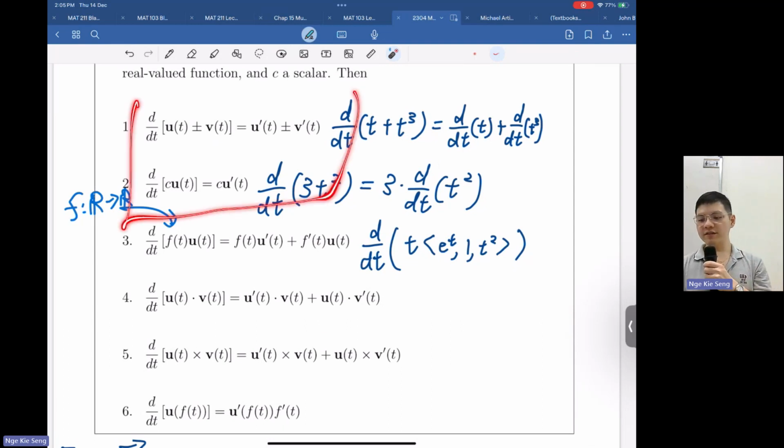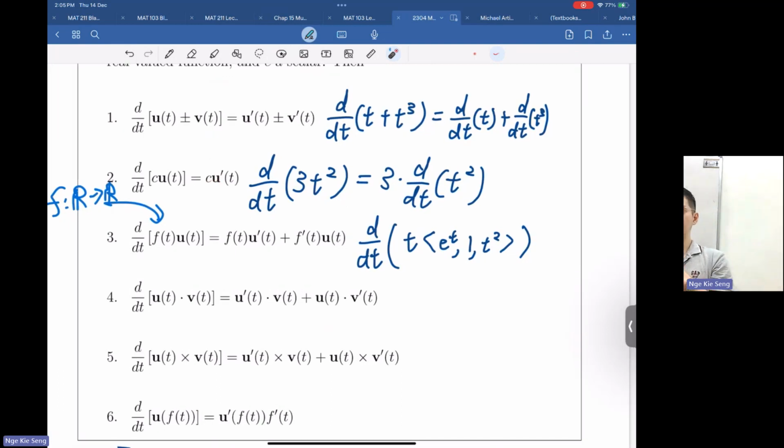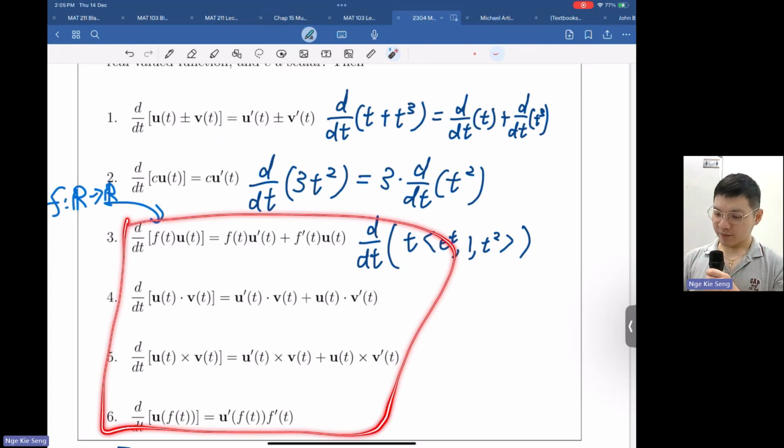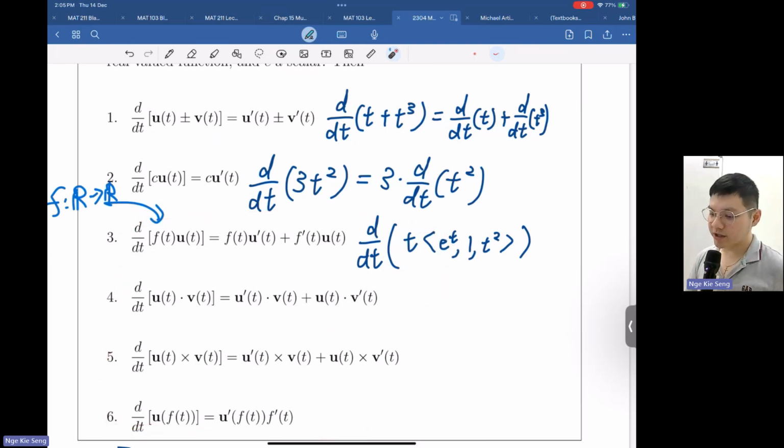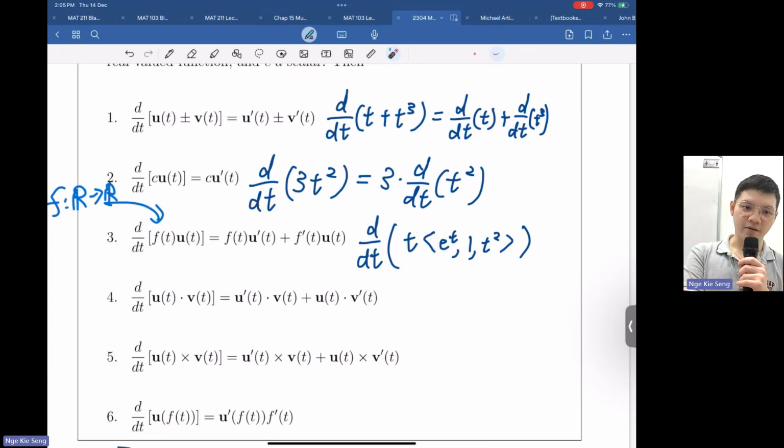So the first two here say that your differentiation operator is linear. You can split the sum and differentiate, or you can bring out the constant and differentiate. The bottom four are a bit tricky here. Part 3 is exactly like the chain rule. Actually, 4 is also like a chain rule. The products also act like a chain rule if you differentiate cross product. Sorry, not chain rule, the product rule. It's like the product rule.